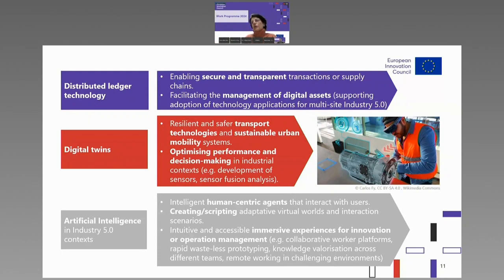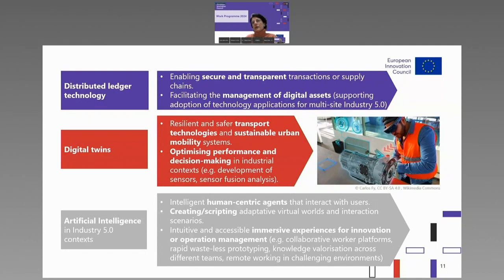Another big topic, which of course is well known, but where there are still many things to be done, is digital twins, especially for looking into resilient and safer, for example, transport technologies and sustainable urban mobility systems, which also has to do with the supply chain, for example. Also digital twins that can help to optimize performance and decision-making in industrial contexts, including the development of all these sensor fusion analyses. All this is included in the challenge.